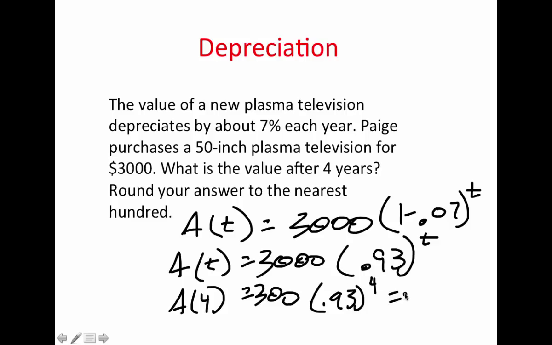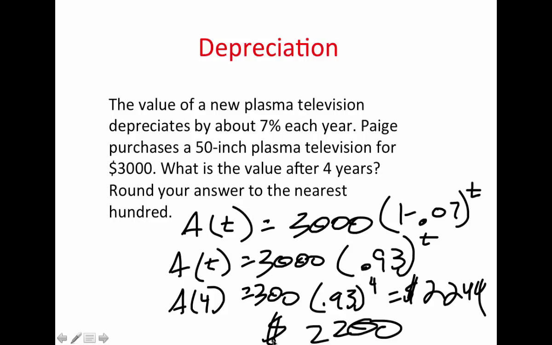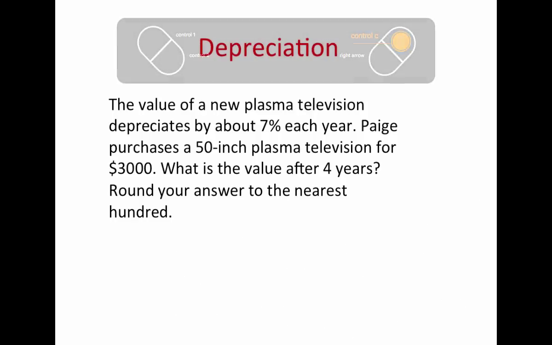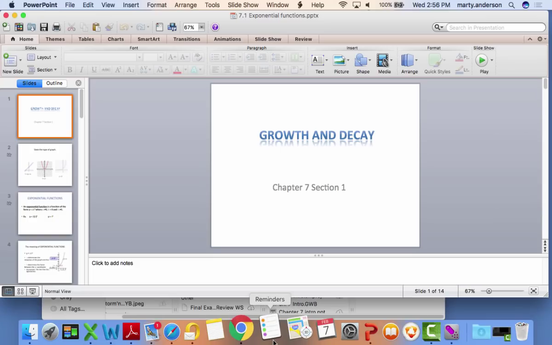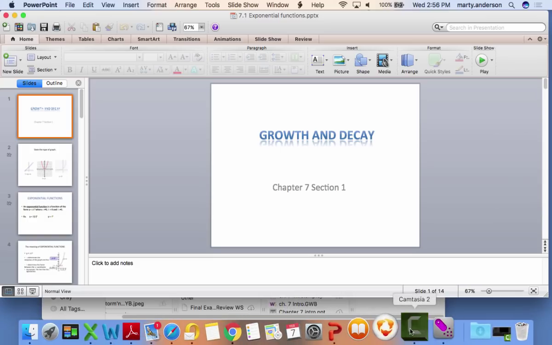And we get $2,244. If we round it, it's 2,200 bucks after 4 years. Who's paying that much money for a plasma TV anymore? No one. No one is. And we are done.